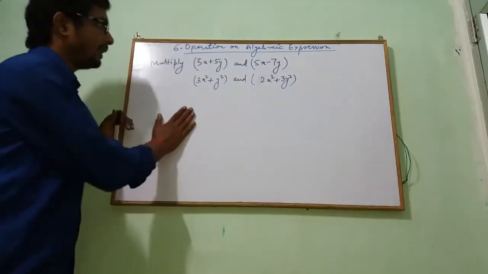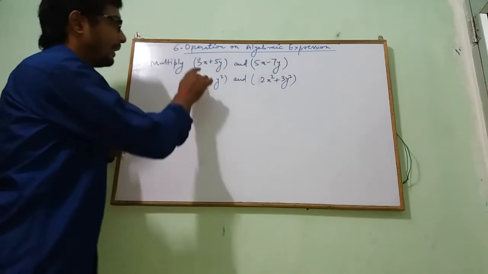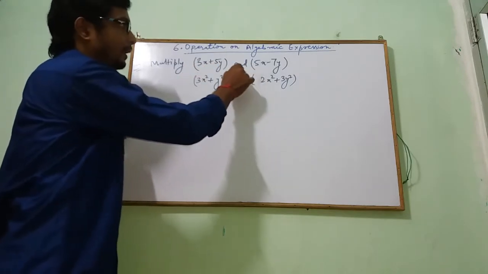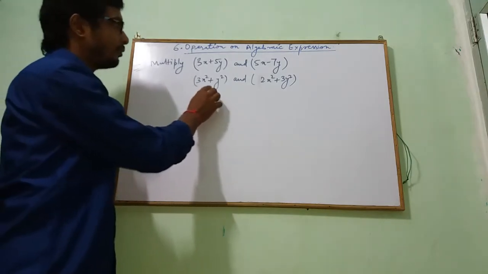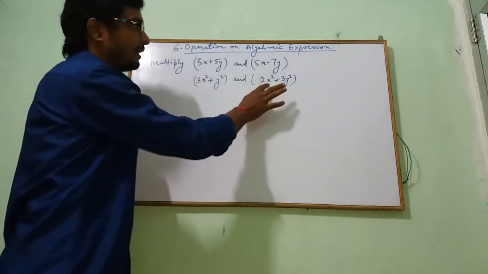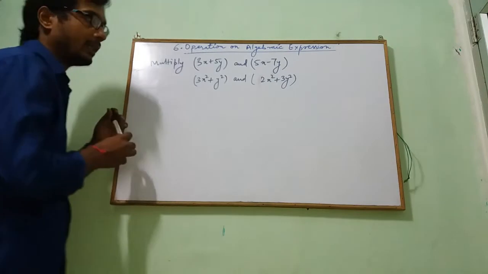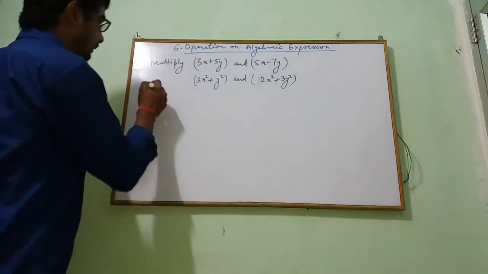Okay, students. So let's see. I have written two questions here. The first one is 3x plus 5y multiplied with 5x minus 7y, and the second question is 3x square plus y square, which will be multiplied with 2x square plus 3y square. So let's see how we will multiply these questions.